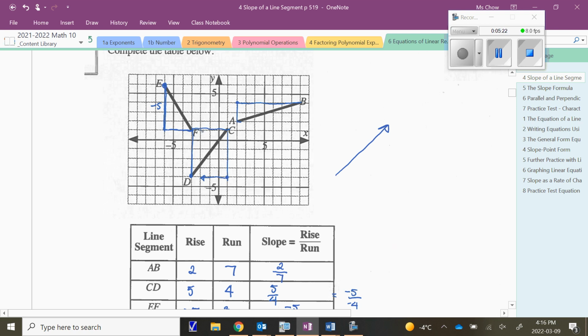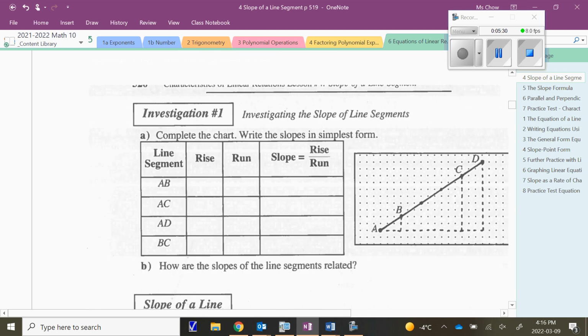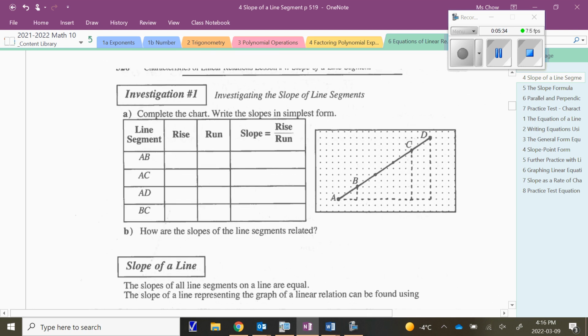From E to F, we're going down to the right or up to the left, and that's why that is a negative slope. Okay, so let's take a look. This is a great chance to take a look at how we can build our investigative skills.